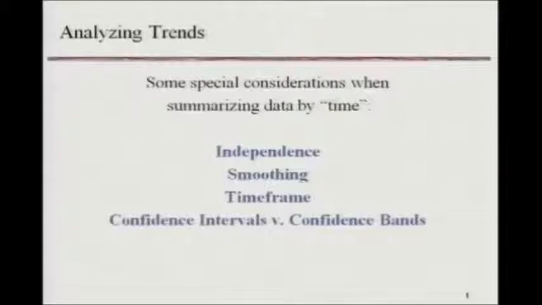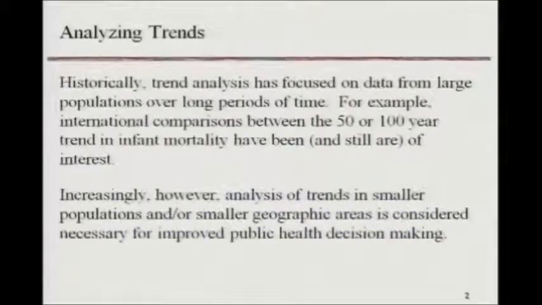trend data, and that is, we're always assuming in most statistical analysis that we have independent observations. That's not necessarily true with trend data because it's really repeated measures through time. And we'll talk about that a little more too. And then smoothing techniques, and then time frame we'll talk about a little bit, and then what we do to assess the accuracy by using confidence bands around trend lines.